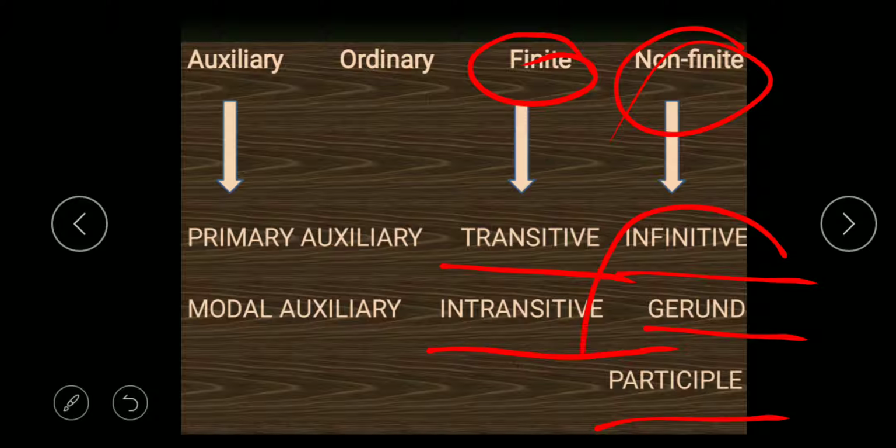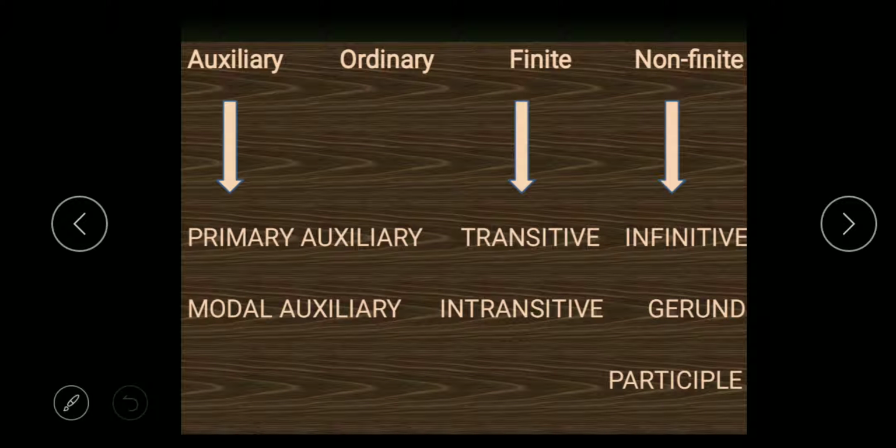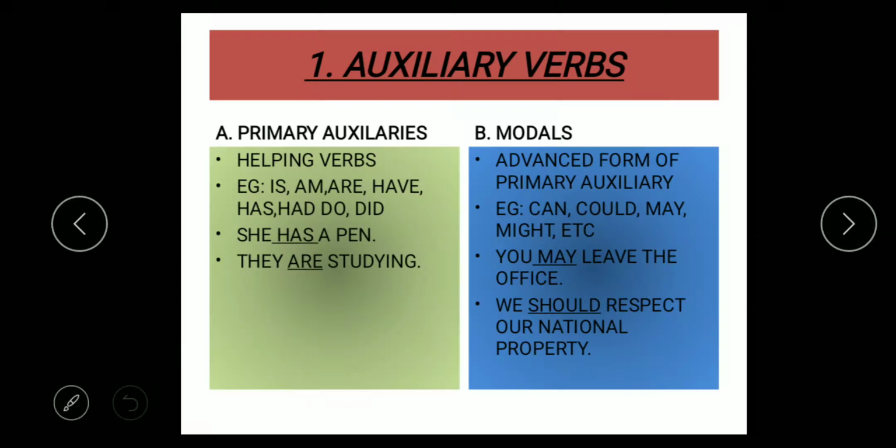These three portions are actually a chapter in itself. So these things we will come to in my later videos. This will be discussed later on. So now, as we have learned about this framework, we will go into the details.